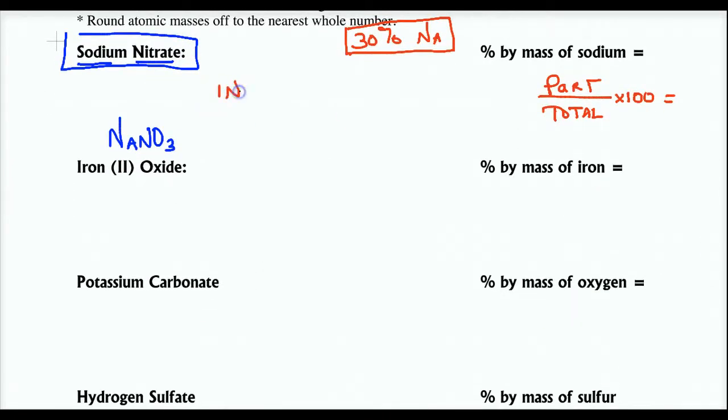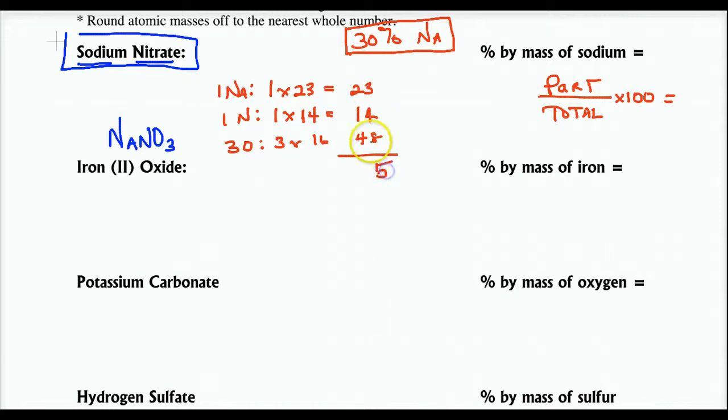I have 1 mole of Na per one of these, right? So 1 times 23, that's the atomic mass of sodium, is 23. I have 1 N, 1 nitrogen atom. 1 times the atomic mass of nitrogen is 14. I know my 1 times table is pretty good, so that's 14. And then I have 3 oxygens. 3 times 16, if you know your 16 times tables, is 48. Add these together, and you get 85 grams per mole.